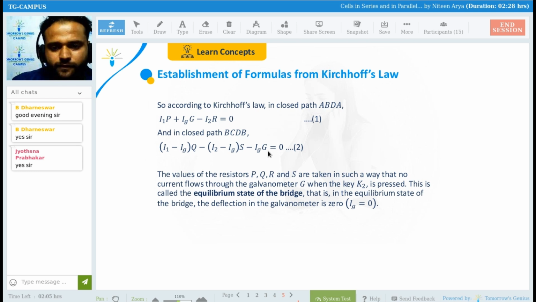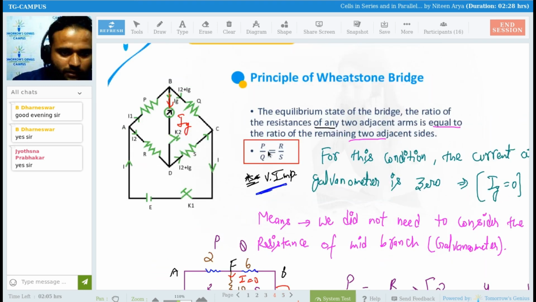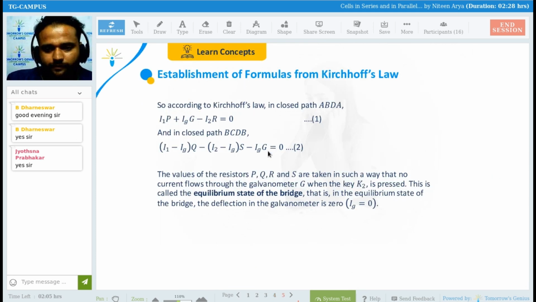According to Kirchhoff's law, in closed path A, B, D, A, obviously you are not understanding what is going on here. So let me take a snip of that and paste it on the next slide. Okay, I'm taking a snip. Just give me a minute. Here we can paste.